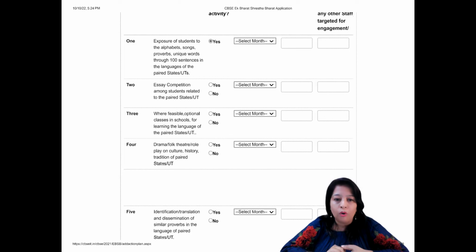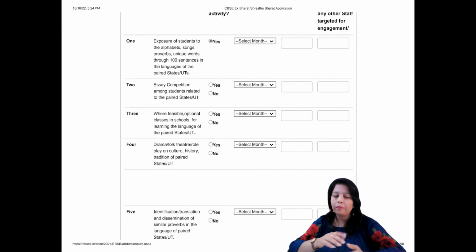Now, drama, folk, theater, role play on culture, history, tradition of paired states, UTs. This you can easily conduct in class during your morning assemblies, right? Related to the paired states, we have already been conducting a number of assemblies on Ek Bharat Shresth Bharat, right?